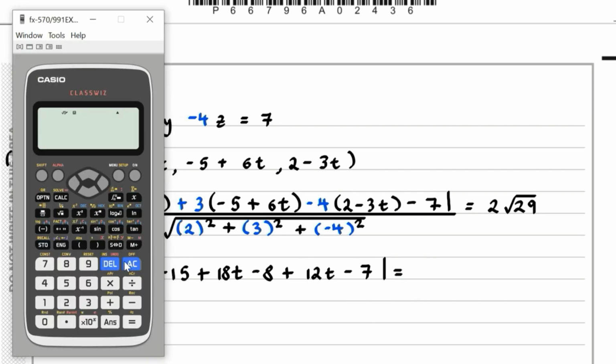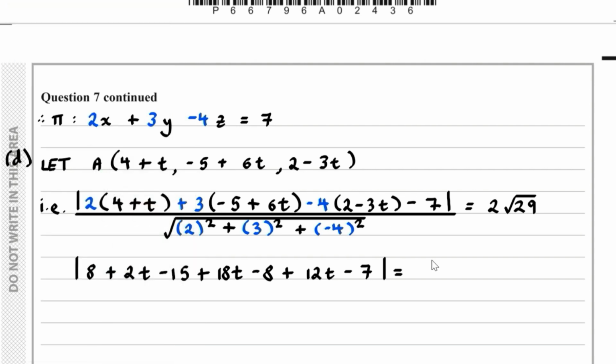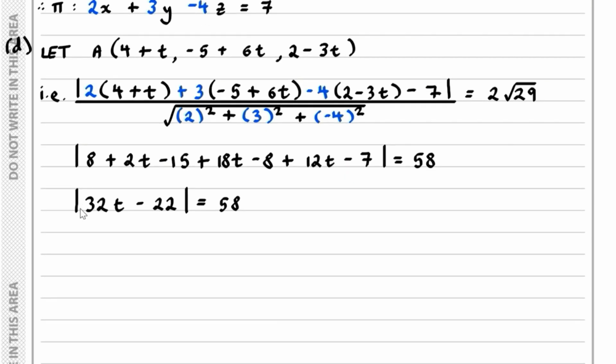This is equal to, well, 2 squared plus 3 squared plus 4 squared square rooted is root 29, and if I times this by 2 root 29, I get 58. So if I tidy this up even further, we've got 32t minus 22 modded equals 58. Replacing the mod signs with plus minus, we've got plus minus 32t minus 22. This is equal to 58.